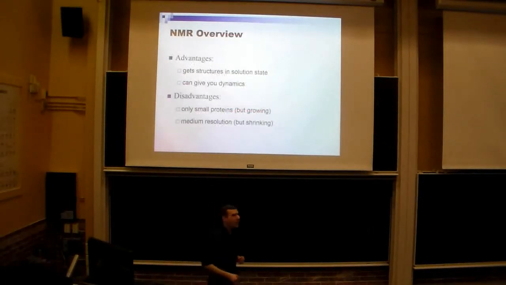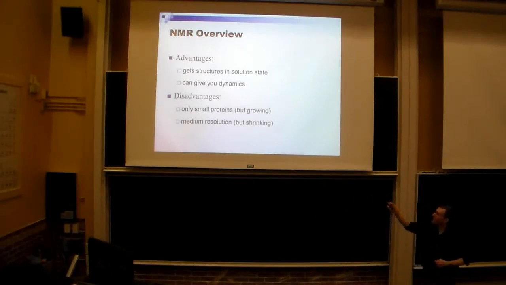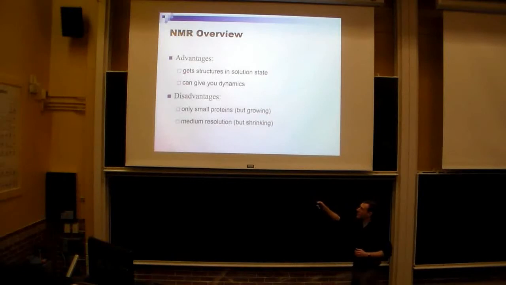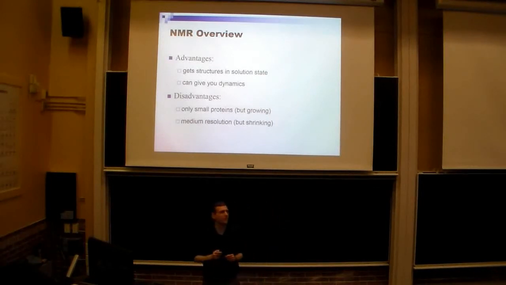So NMR at a high level has the advantages of getting you solution state structures, which is usually what you want, and giving you dynamics, which is often very interesting, but it has the disadvantage of being limited to small proteins and generally being a medium resolution, in contrast to the high resolution of X-ray crystallography technology. Any questions about this?